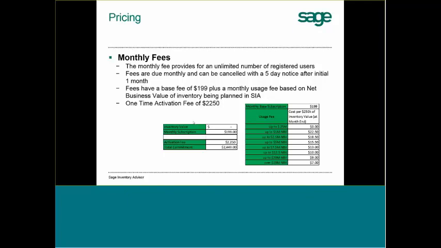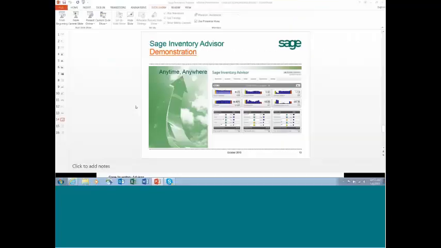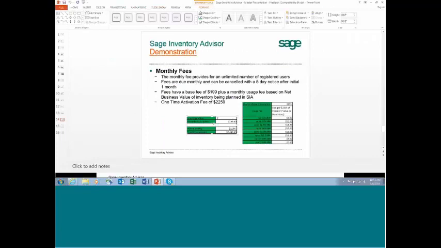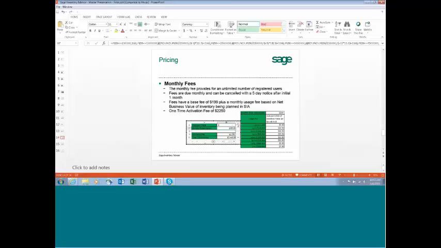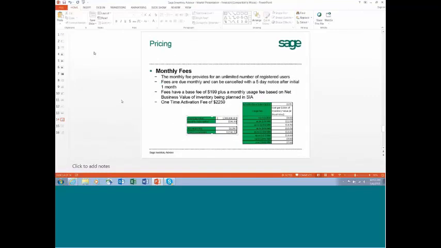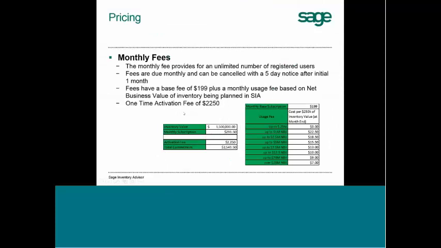So let's say this is a live spreadsheet. I am going to exit so that we can pull it up. So let's say you had $1.5 million of inventory. With $1.5 million of inventory, that's your inventory value, your monthly fee would be $291.